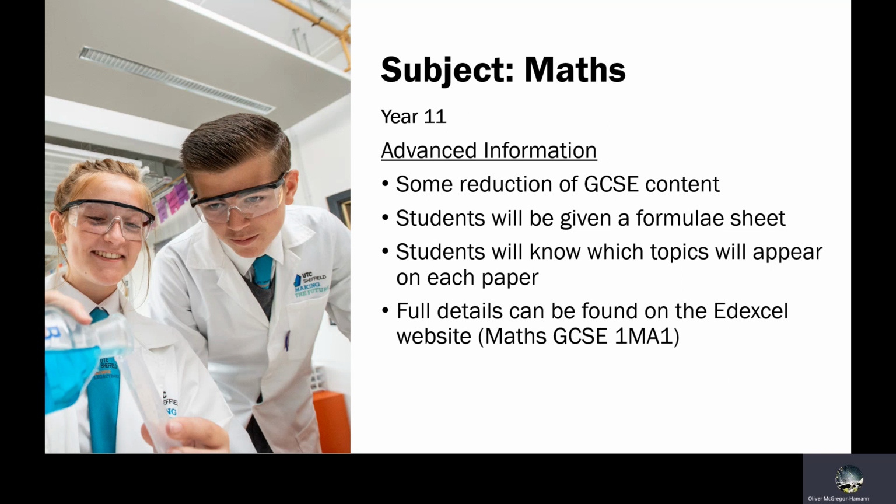You can find all of these details as published by Edexcel on their website. If you just search on Google Maths GCSE 1MA1, that will take you to the appropriate qualification.